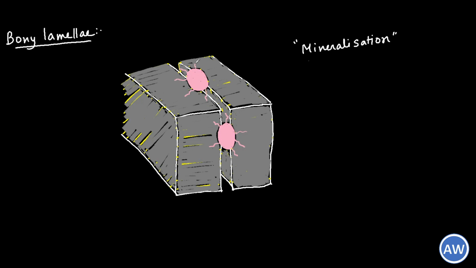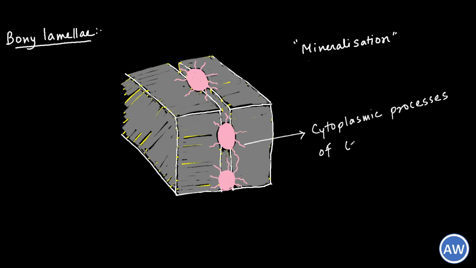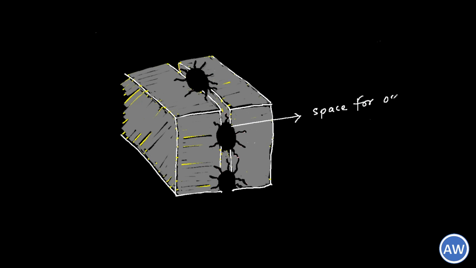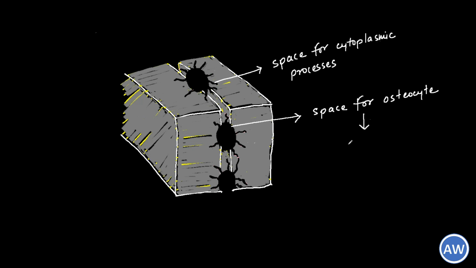Again, if you look at the video, here you can see some delicate processes coming out of the osteocytes. These are the cytoplasmic processes of the osteocytes through which they exchange nutrients. The mineralization creates spaces for the individual osteocytes as well as their cytoplasmic processes. Both these spaces lie between the adjoining lamellae. These individual spaces for osteocytes are called the lacunae, and the fine spaces for their cytoplasmic processes are called the canaliculi.